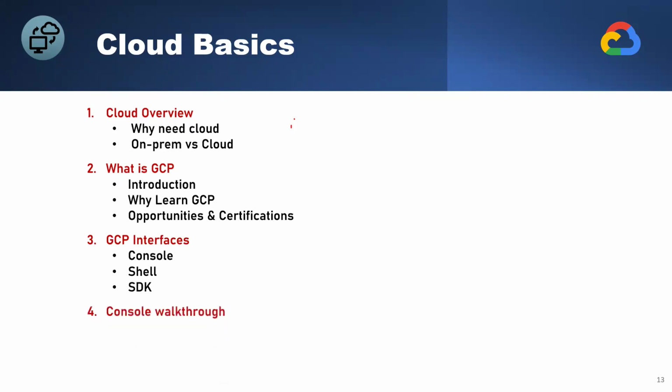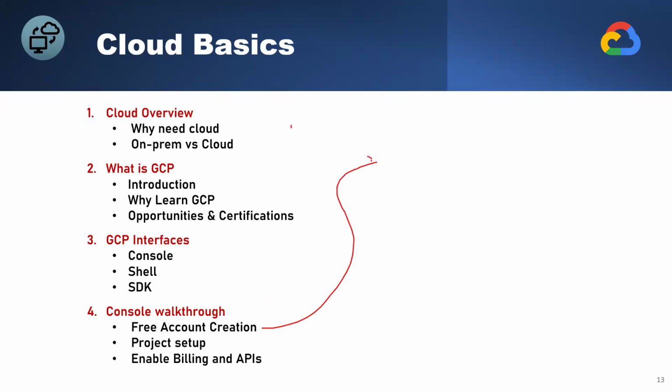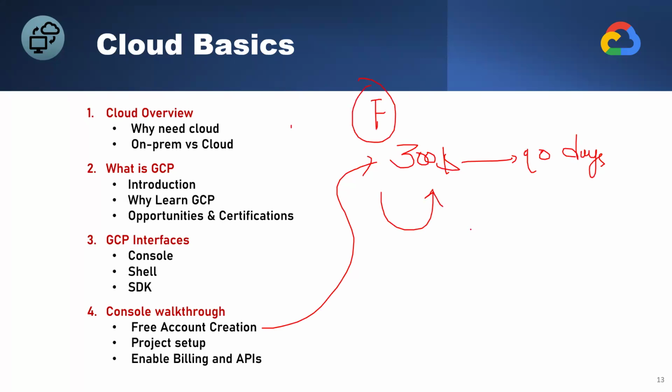And after that, I'm going to tell you about the console walkthrough, where I'm going to tell you how to create a free tier account in the GCP, how to set up the project, how to enable the billing and APIs. So free tier account creation is, Google Cloud Platform provides you the $300 for the next 90 days, which is for free. Okay, so this is our free tier account. So anyone can practice with this free tier account.